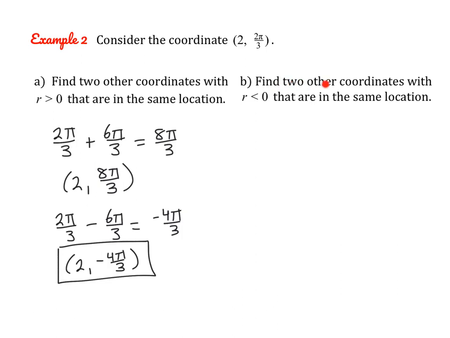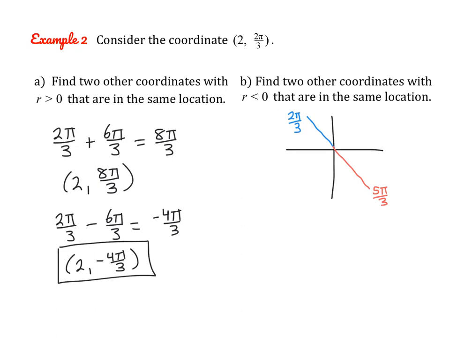Now, if I want to find two other coordinates that have a negative r value, maybe we can sketch a little graph to help make our job a little bit easier. So 2 pi over 3 would be right here in quadrant 2. And remember, we want to go in the exact opposite direction, and the exact opposite of 2 pi over 3 is 5 pi over 3. And you can also get that just by simply adding pi.